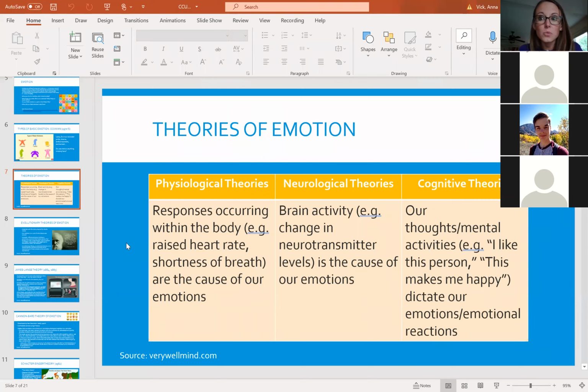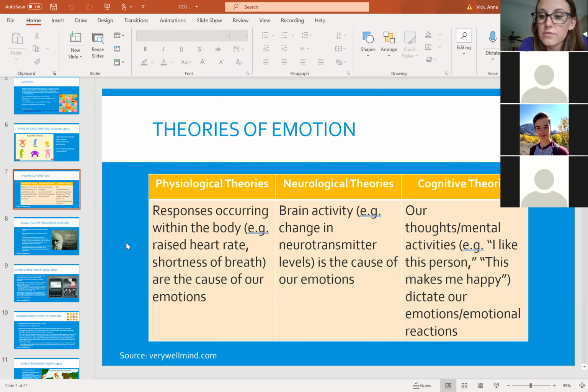So a physiological theory would say that our bodies create our emotions. Those physical cues cause us then to feel afraid or to feel stressed. A neurological theory would be that neurotransmitters, changes in levels of, for instance, serotonin or dopamine in our brains, maybe the concept of adrenaline, can cause our emotions to change.